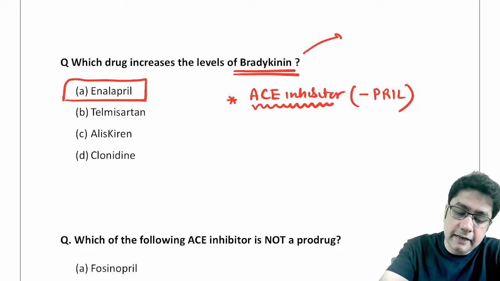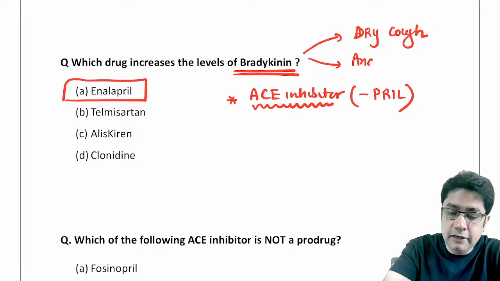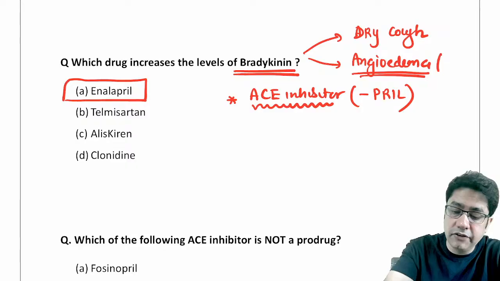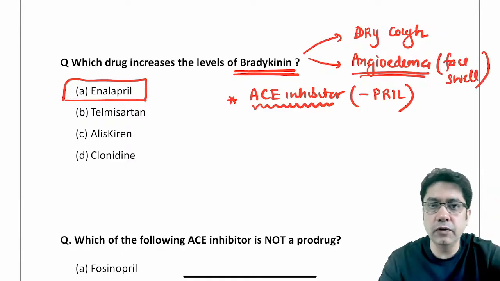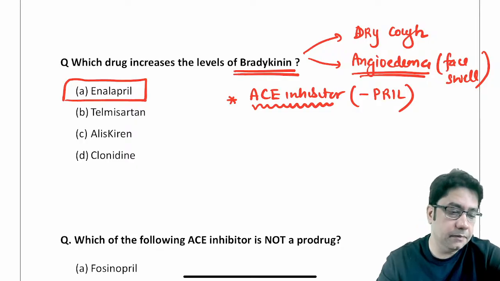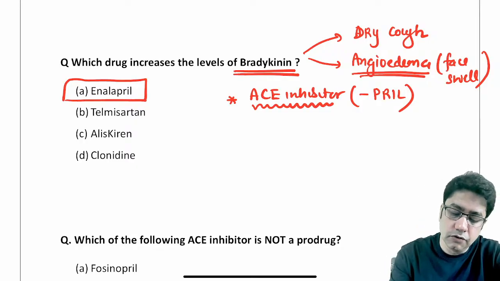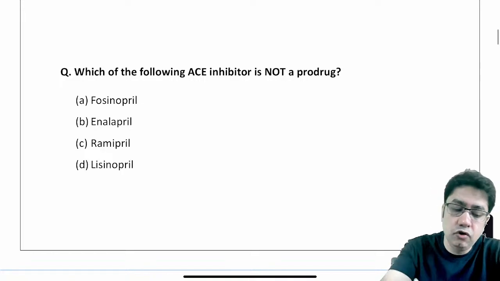And this bradykinin can lead to allergic reactions like dry cough. That is the most common side effect of ACE inhibitors. It can lead to allergic reaction like facial swelling. The face will become swollen, which is known as angioedema. Angioedema. Okay. So which of the following ACE inhibitors is not a prodrug?